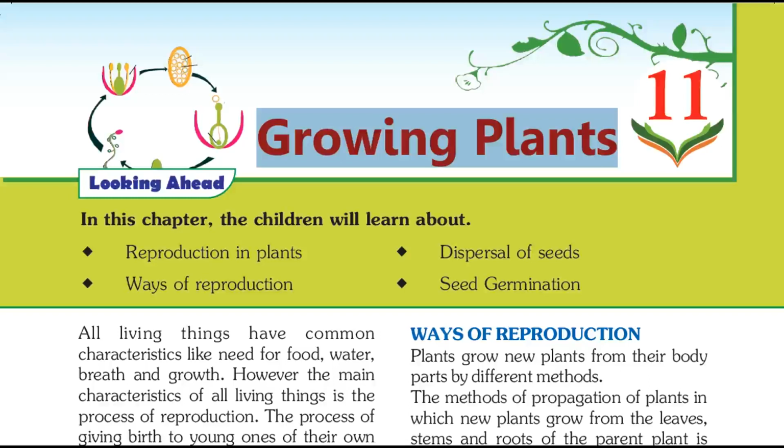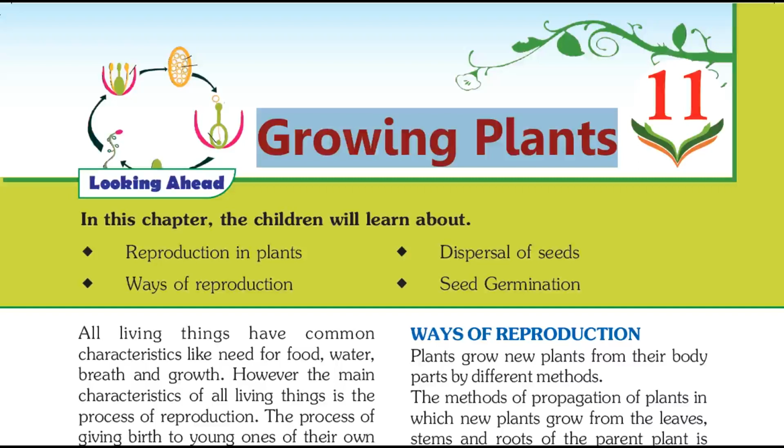Do you know that plants also reproduce? They reproduce through various ways. Some plants grow from underground stems, some grow from roots, some grow from plants, and some others from spores. The process of growth of new plants from the seed is known as germination.